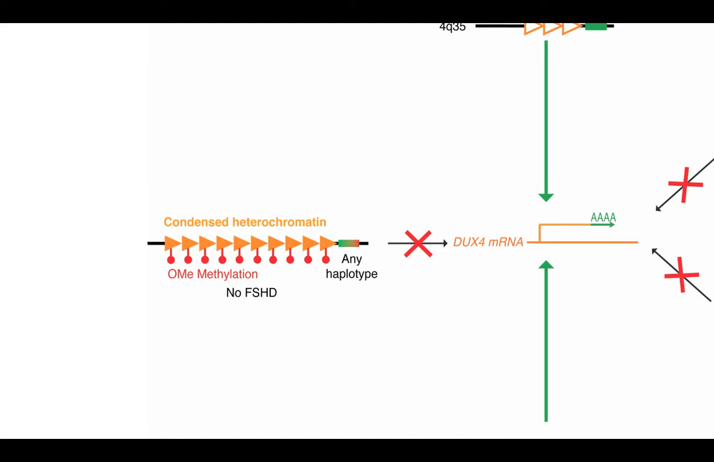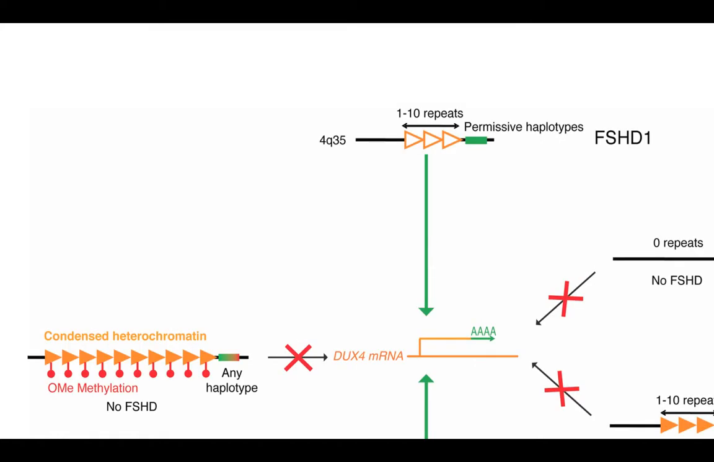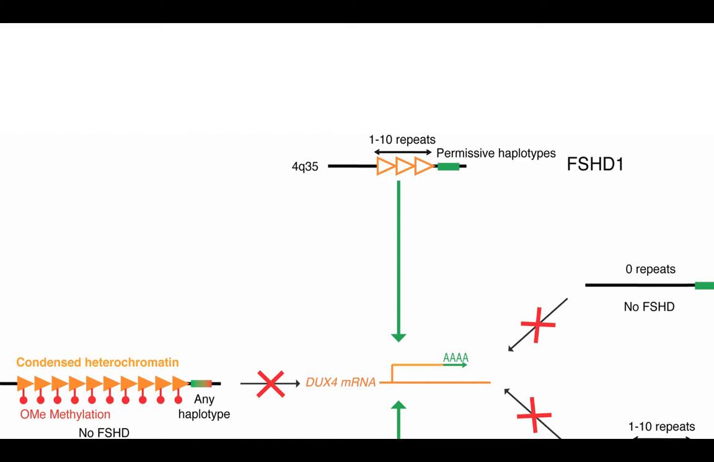Normally, we have more than 11 of these storage units, and they get methylated and condensed, and they get stored away. In such cases, there's no FSHD. In FSHD1, what happens is that there are 1 to 10 repeats. It's a smaller repeat, and combined with what is called a permissive haplotype, DUX4 is able to be accessed in the storage units and be expressed into the mRNA.